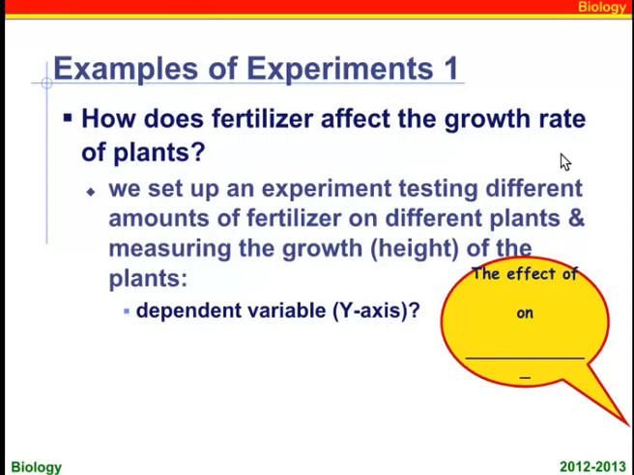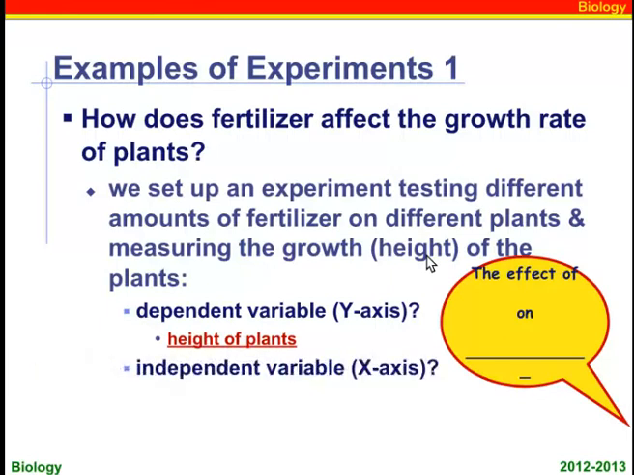In other words, which one are we going to plot on the graph on the y-axis? Well, obviously, the one that we're measuring that we don't know beforehand is the height of the plants. So the height of plants is going to be the dependent variable. The independent variable is the one that we can change, and we know how much it's going to be because we're actually changing it. And that, in this case, which we're going to plot on the x-axis, is going to be the amount of fertilizer.